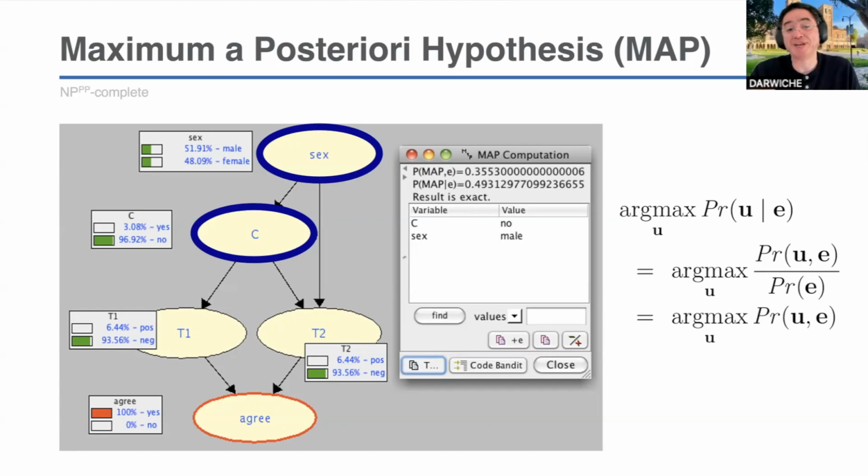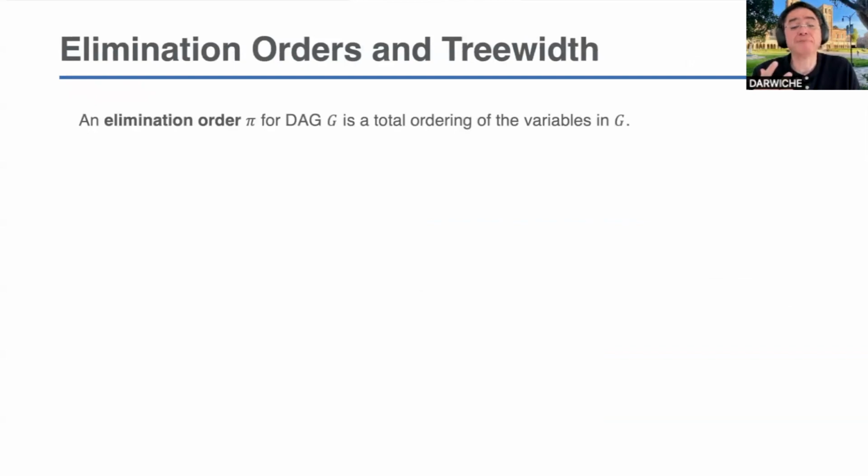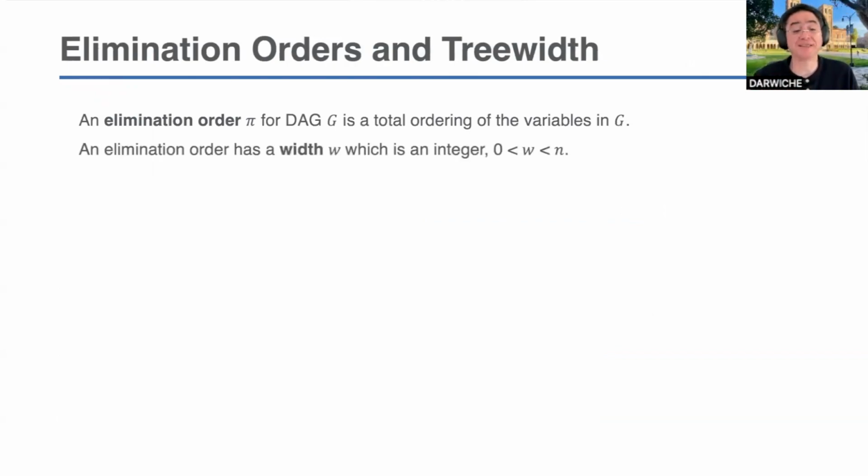You can eliminate variables in any order. You will always get a correct answer, but which order you use affects the complexity of the algorithm. You need what we call an elimination order to be able to run this algorithm, and each elimination order has a quality. It has a width, a number. This is defined using graph theoretic notions. We're not going to do it here.